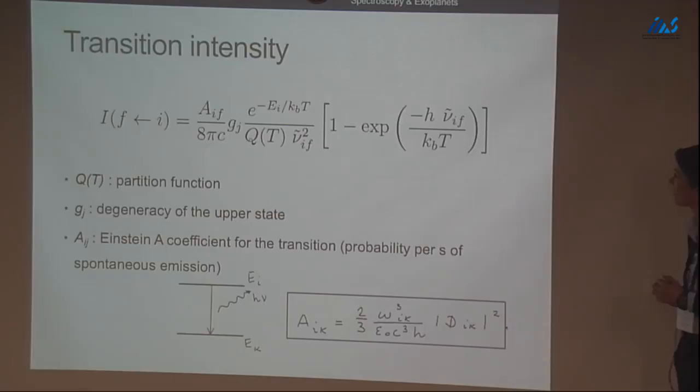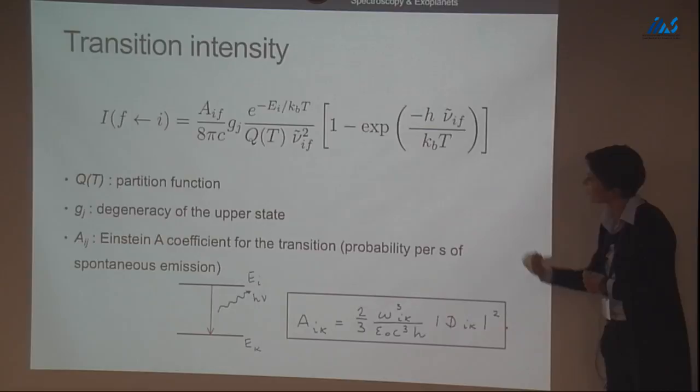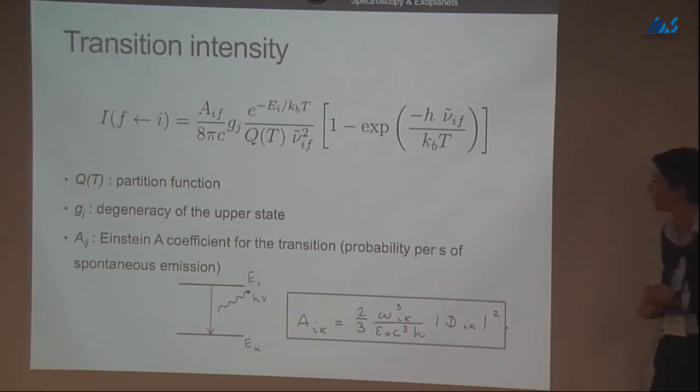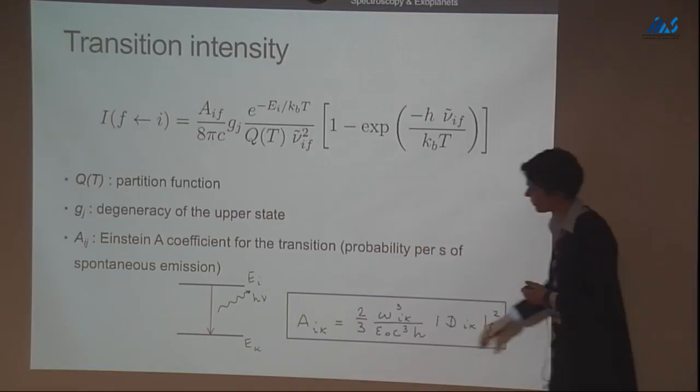Apart from the dependence on the temperature, what is quite important is this coefficient here, which is the Einstein A coefficient, which basically tells me the probability that there is a transition, in particular spontaneous emission. And so the probability that a particular molecule, a particular gas, at a certain point, emits a photon with a specific energy.